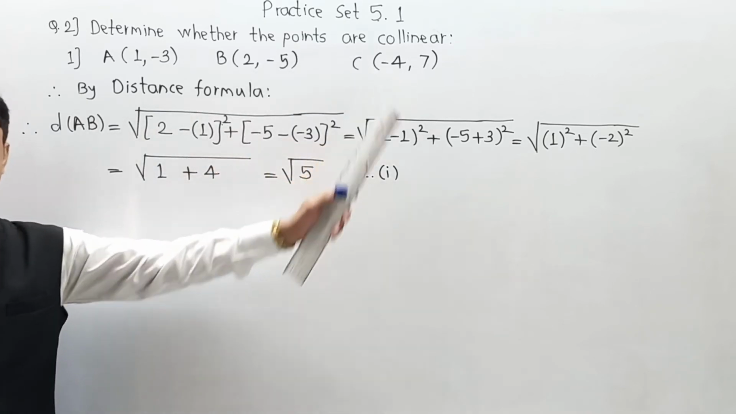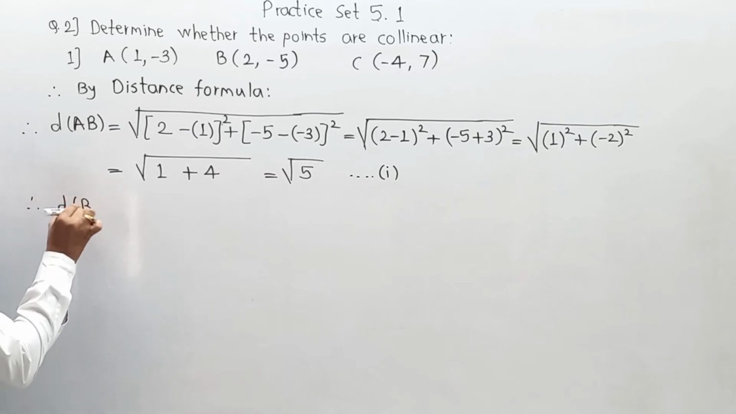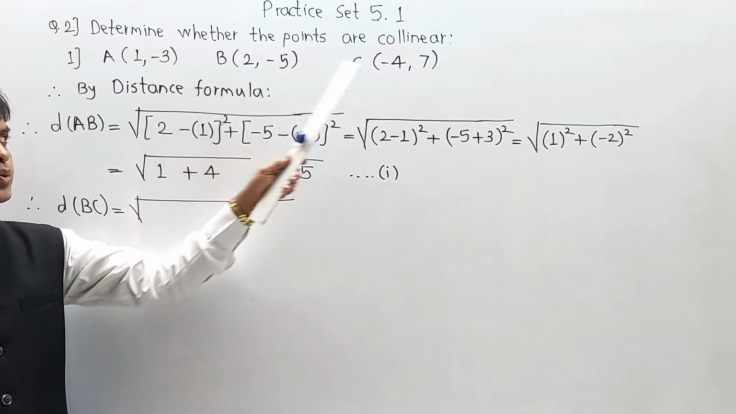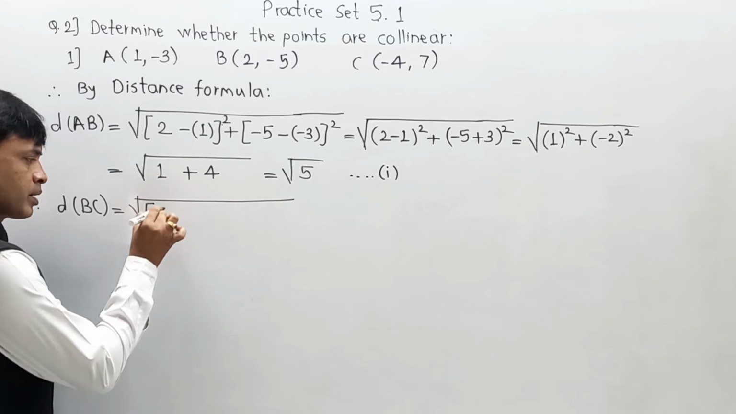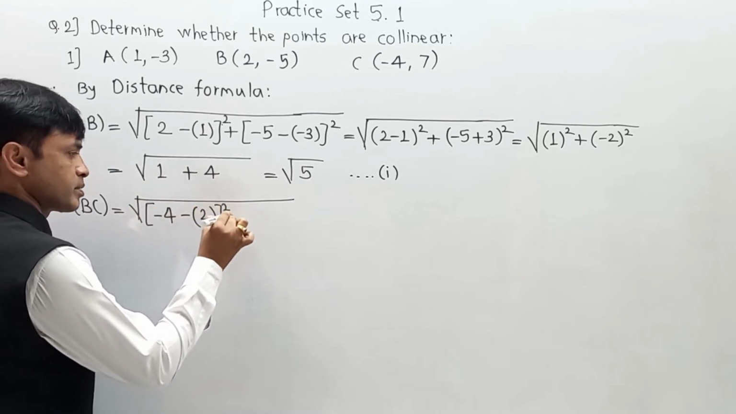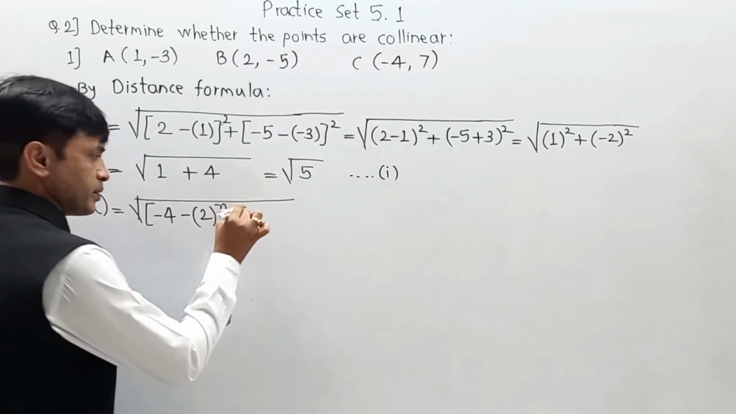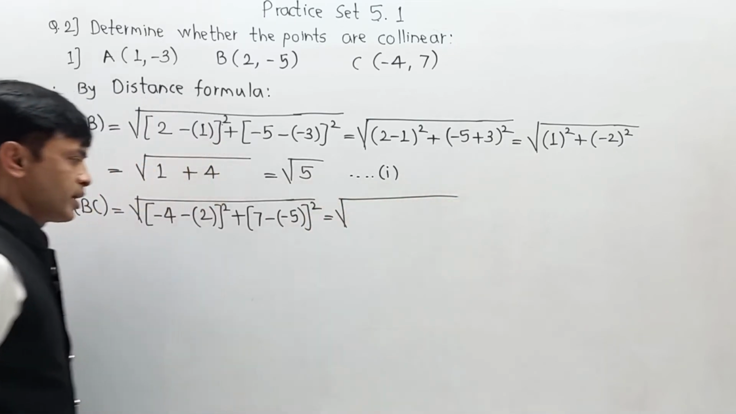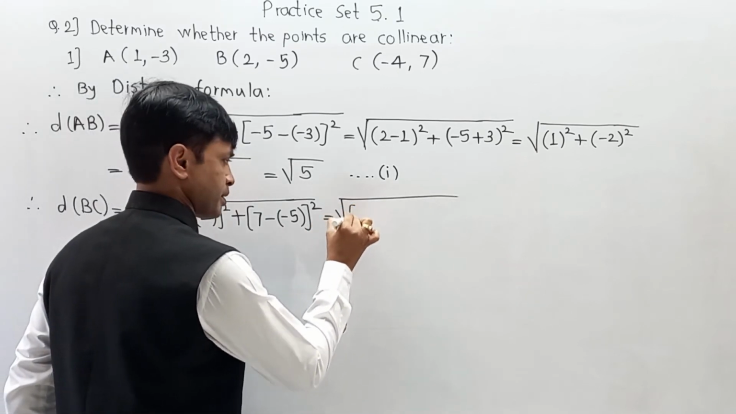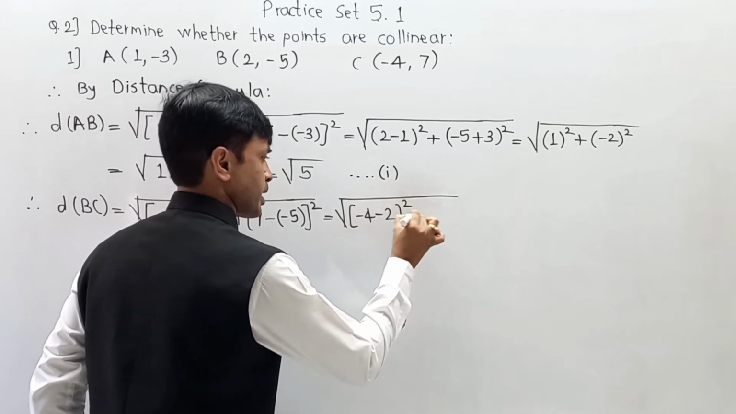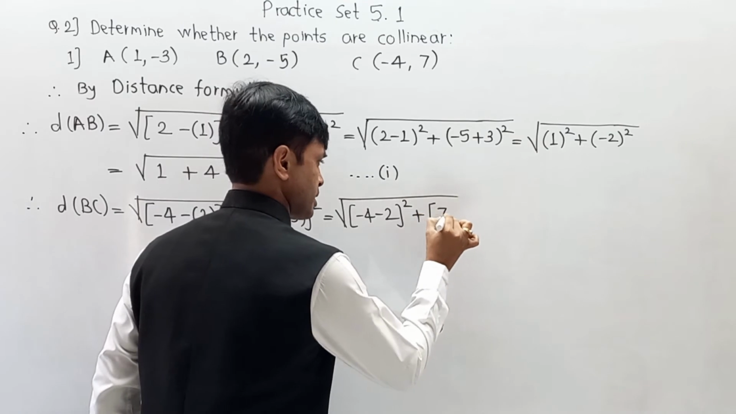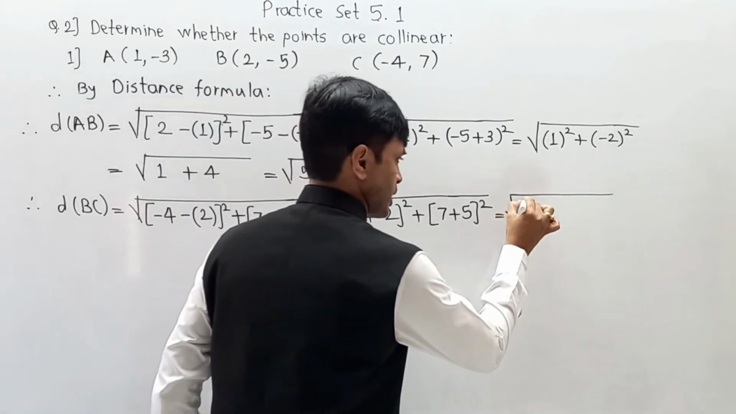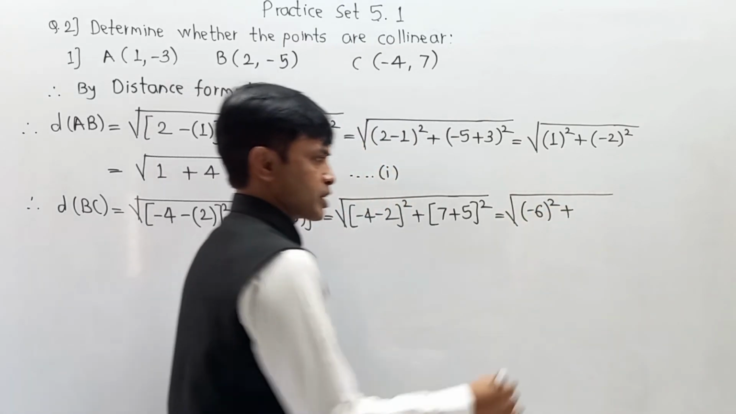Similarly, I am going to calculate the distance between B and C. Therefore distance BC is equal to, again using the same formula, x2 minus x1, means (-4 minus 2) squared, plus (y2 minus y1), (7 minus of minus 5) squared. Here it becomes (-4 minus 2) squared plus (7 plus 5) squared. Now simplification: -4 minus 2 is nothing but -6 squared, plus 7 plus 5 means 12 squared.